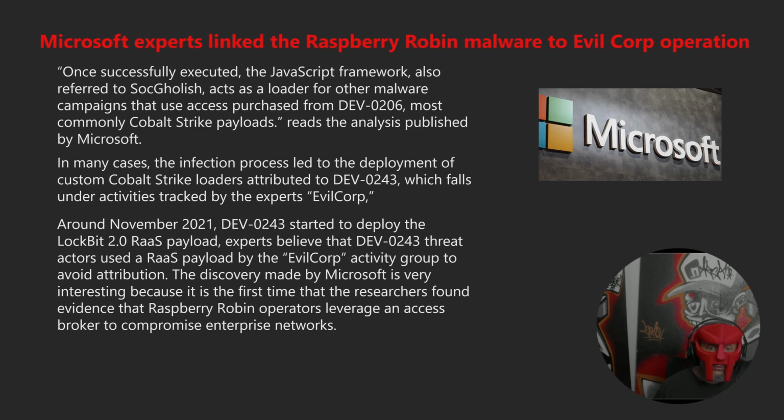Around November 2021, Dev0243 started to deploy the LockBit 2.0 ransomware as a service payload. Experts believe that Dev0243 threat actors used a ransomware as a service payload to avoid attribution to the Evil Corp activity group. The discovery made by Microsoft is very interesting because it's the first time that the researchers found evidence that Raspberry Robin operators leverage an access broker to compromise enterprise networks.